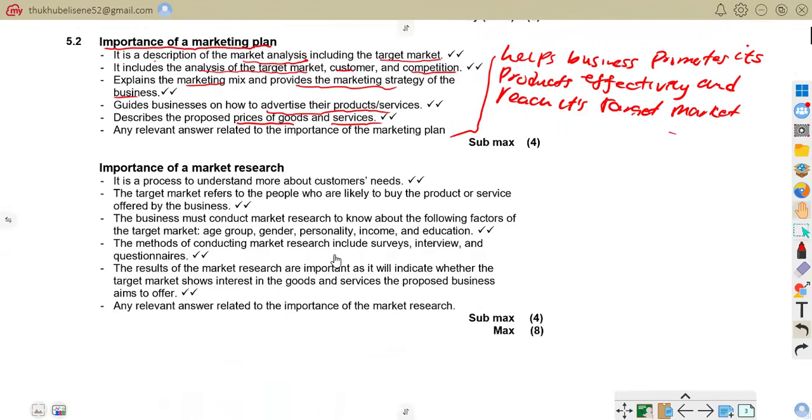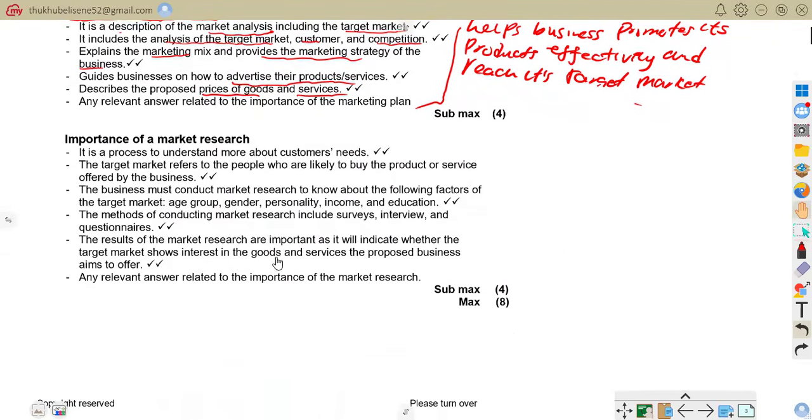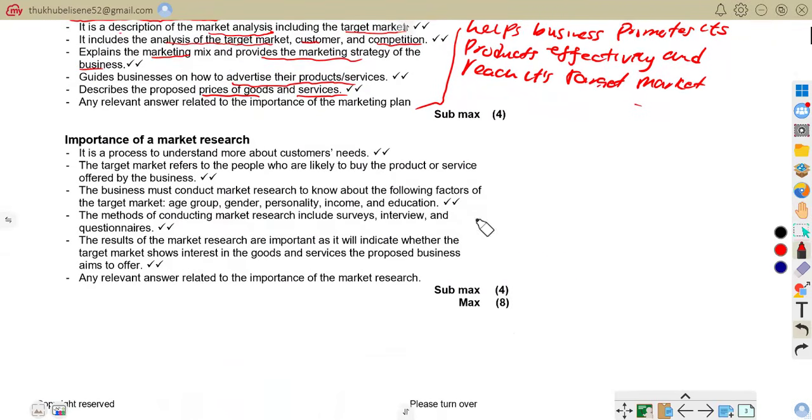So now let us move on to the importance of market research. That is the third aspect that we are asked to talk about. Importance of market research.